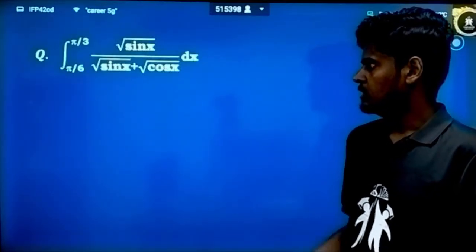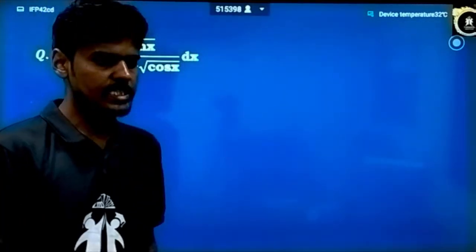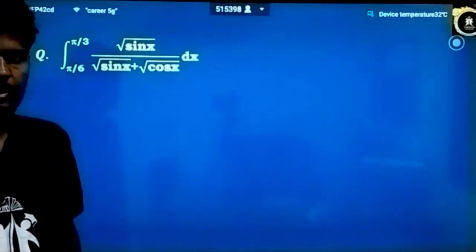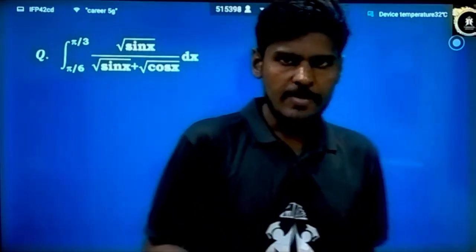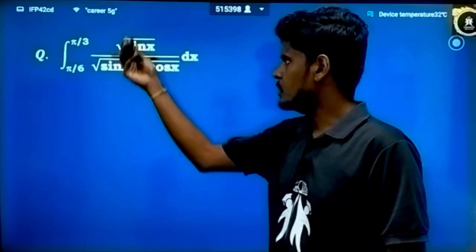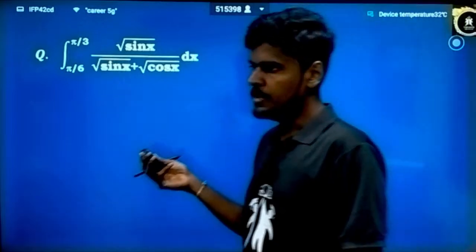Okay. This question, can you try yourself? Very easy question. It is similar to the previous question we have discussed, the first problem we have solved. In the first problem we had sine power 5x divided by sine power 5x plus cos power 5x. Here we have root of sine x. Again procedure is same, and the limit in the previous problem is 0 to pi by 2.